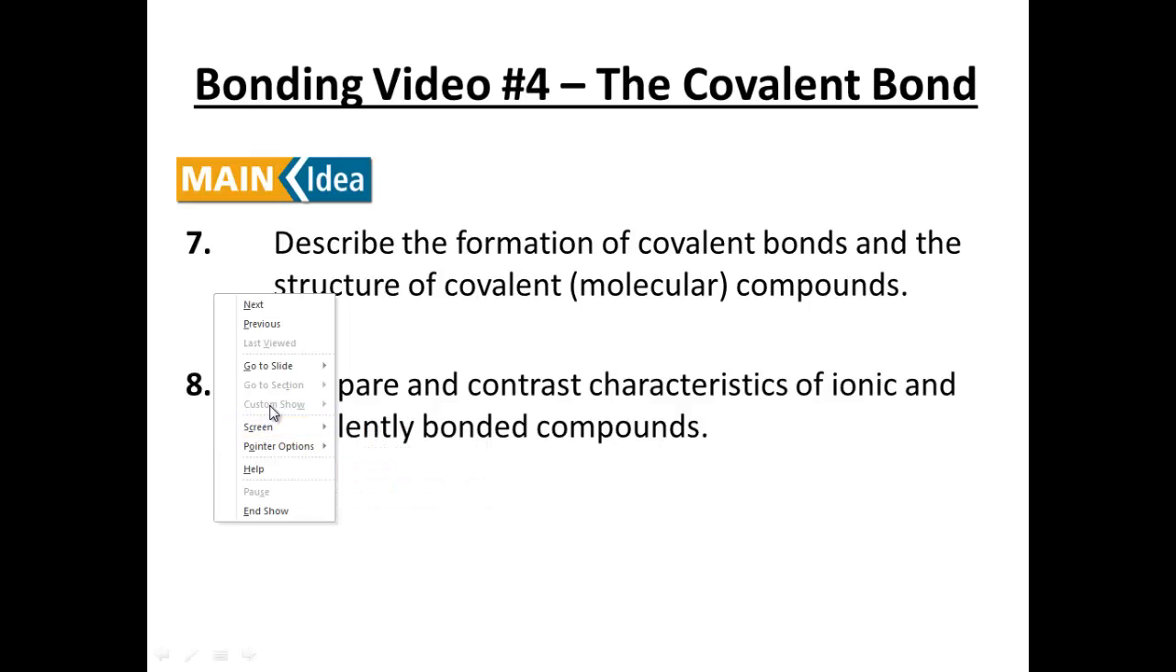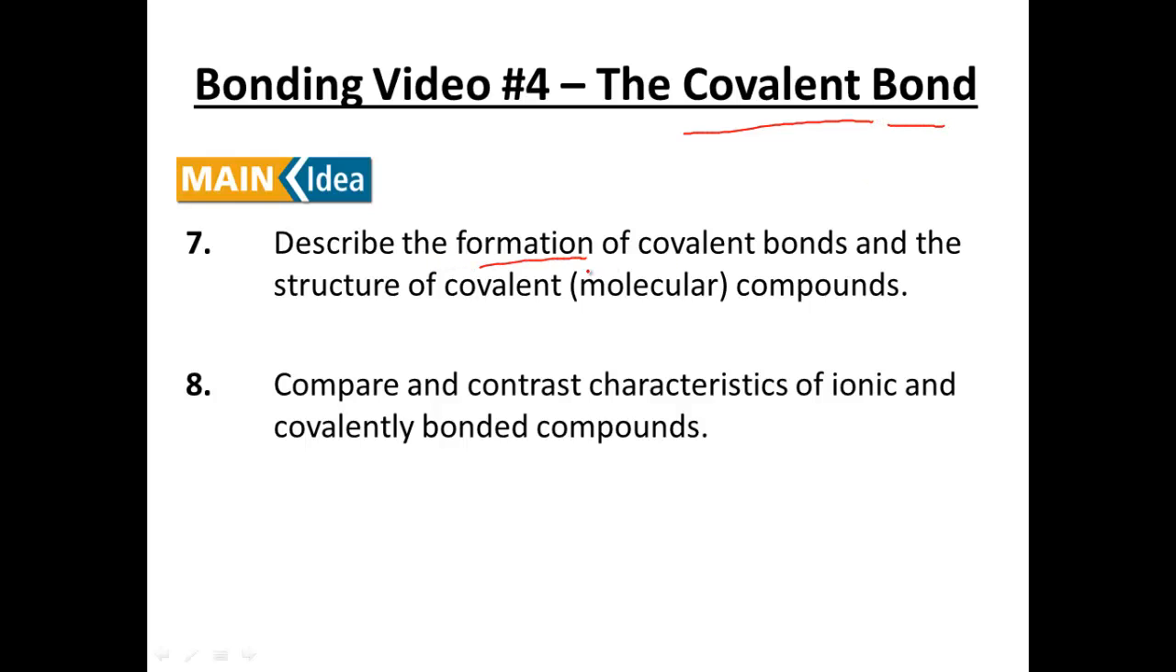We're going to continue with our bonding of electrons. We've talked about ionic, we've talked about metallic, and now we're going to look into covalent bonding. So we're going to describe the formation of covalent bonds with this section, also known as molecular compounds, and we're going to compare and contrast the difference between ionic and covalent will be the big parts of this section.